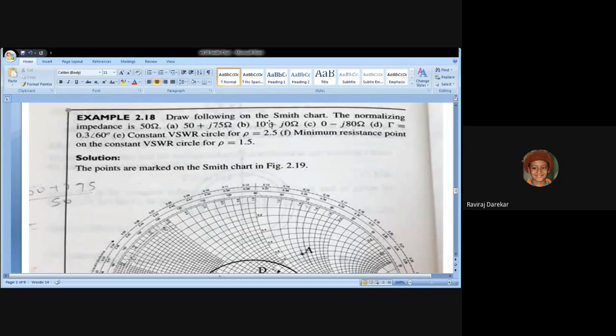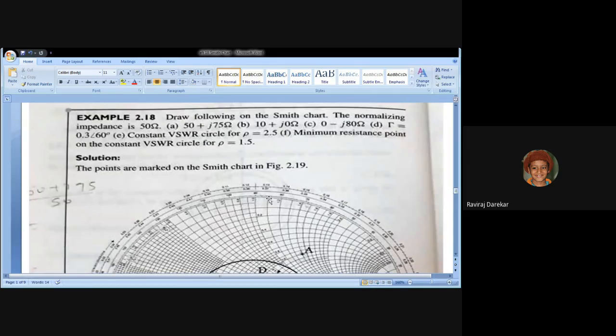So here we can see that 10 plus j0, divided by the characteristic impedance, is a point that can definitely be shown on the horizontal line at the center, because we know that the horizontal line indicates the purely resistive line, which now has the normalized resistance value. 10 divided by 50 is nothing but 0.2. Therefore point B will be on the horizontal line. Here at the start it will be 0, then 0.1, then here we can see point B located, that will be nothing but 0.2. Accordingly, all points can be drawn.